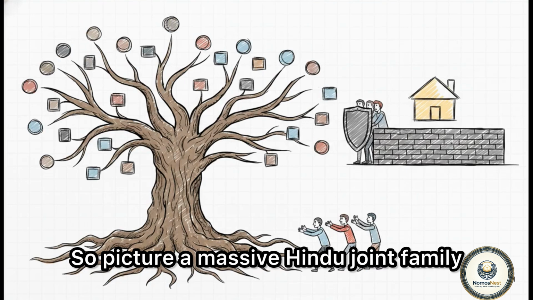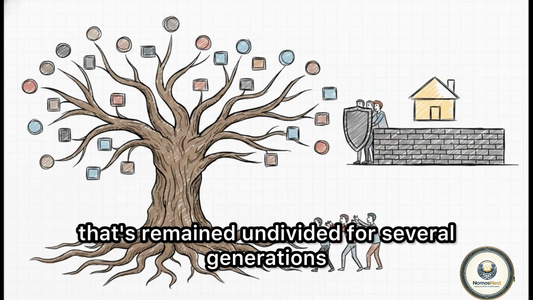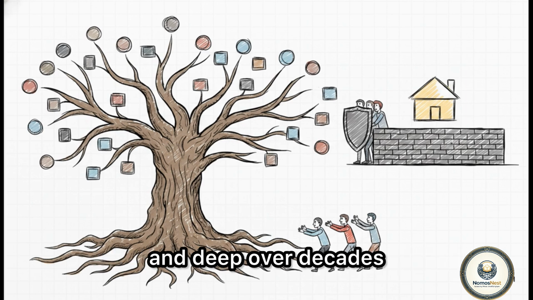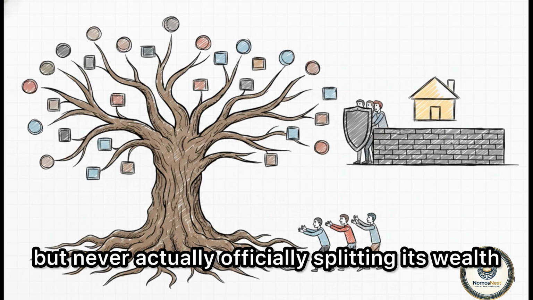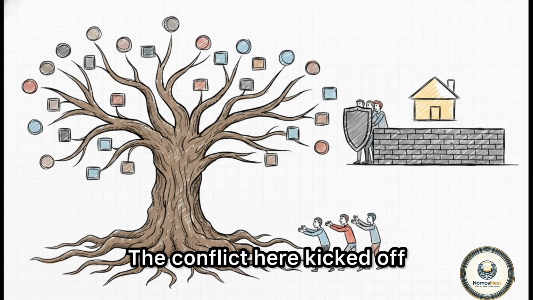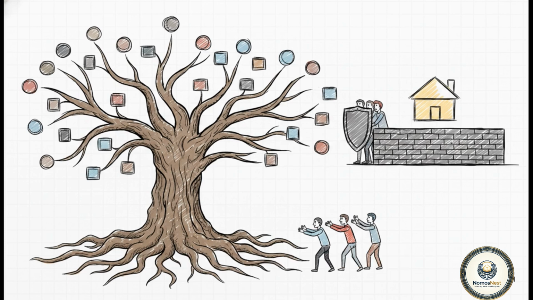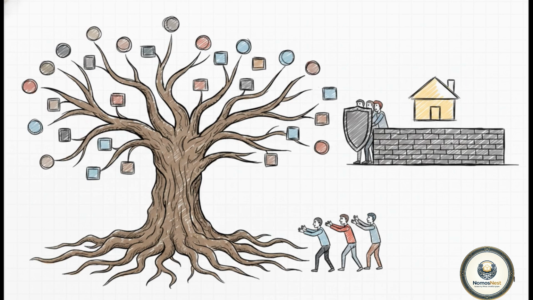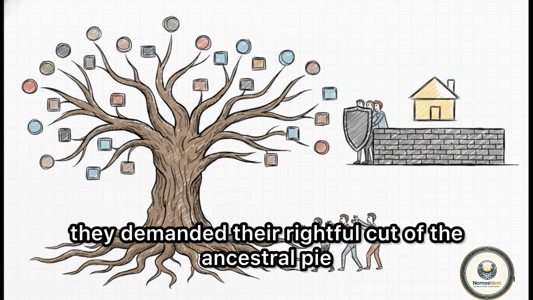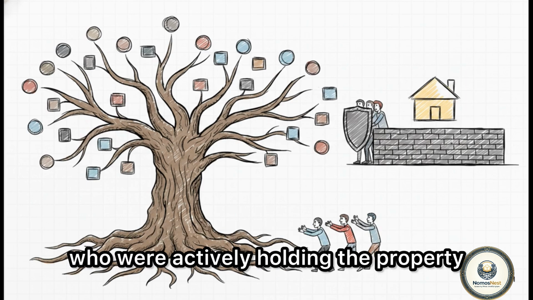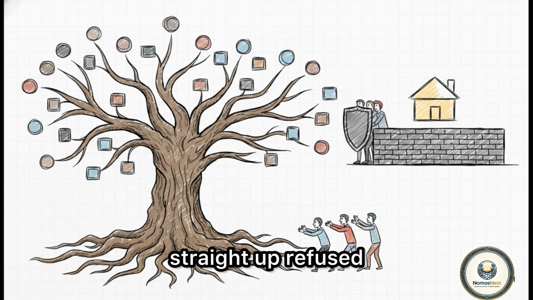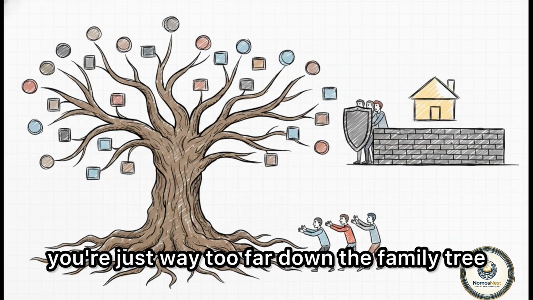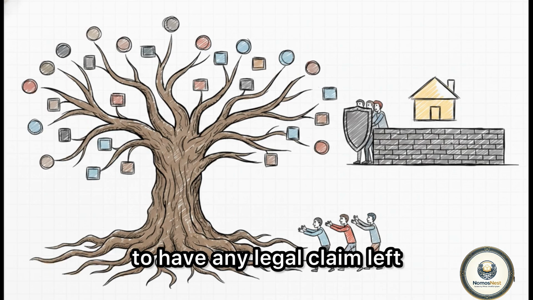So, picture a massive Hindu joint family that's remained undivided for several generations. Imagine this family tree growing broad and deep over decades, but never actually officially splitting its wealth. The conflict here kicked off when the plaintiffs, these are descendants who were more than 4 degrees removed from the original founder, demanded their rightful cut of the ancestral pie. But the defendants, who were actively holding the property, straight up refused. Basically, their argument was, look, you're just way too far down the family tree to have any legal claim left.